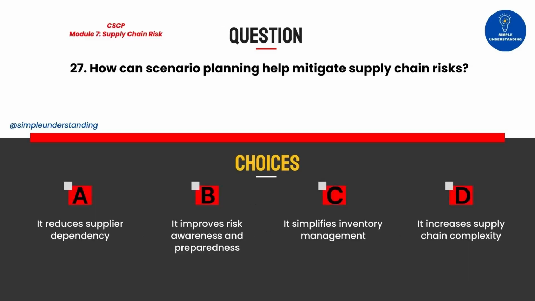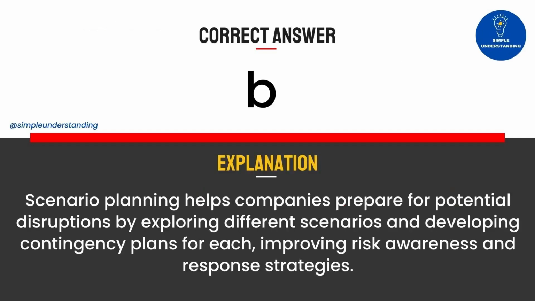27. How can scenario planning help mitigate supply chain risks? A. It reduces supplier dependency. B. It improves risk awareness and preparedness. C. It simplifies inventory management. D. It increases supply chain complexity. Correct answer, B. Explanation. Scenario planning helps companies prepare for potential disruptions by exploring different scenarios and developing contingency plans for each, improving risk awareness and response strategies.